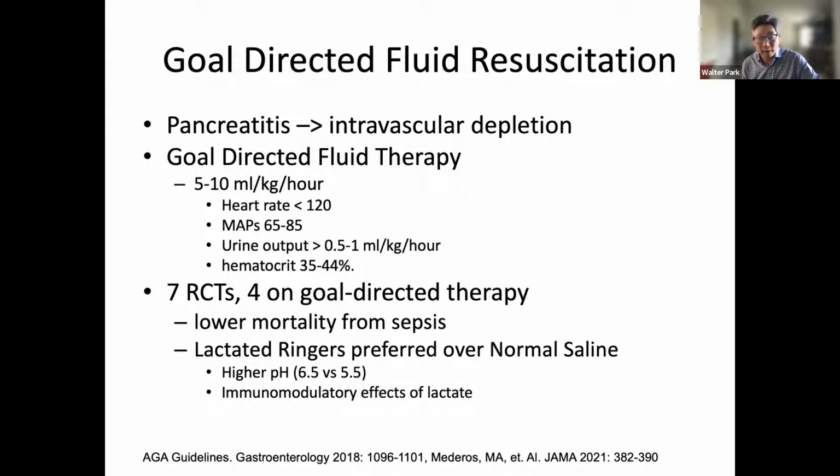essentially starting with some form of a bolus with a fairly aggressive resuscitation rate of 5 to 10 milliliters per kg per hour, but titrated to when you see a heart rate below 120, or MAPs between 65 and 85, or decent urine output, or hematocrit of 35 to 44%. And much of these recommendations are built on randomized controlled trials which were done on goal-directed therapy, demonstrating a lower mortality from sepsis. There is a preference of lactated Ringer's over normal saline. And if you look at the various different guidelines, most of them will make note that lactated Ringer's would be preferred over normal saline, perhaps due to its immunomodulatory effects and a slightly higher pH.